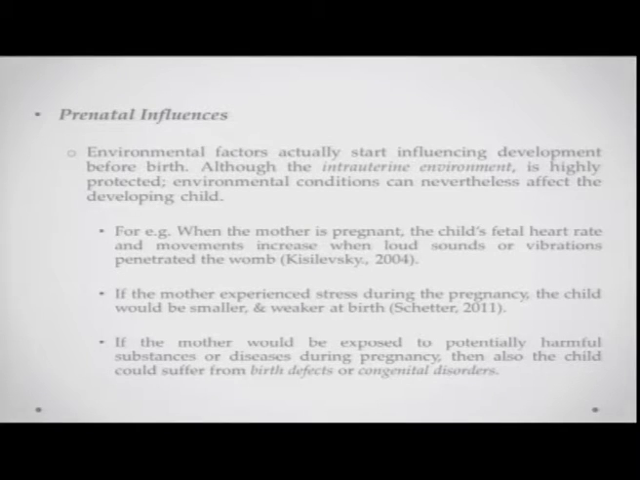Another example could be, if a mother is exposed to potentially harmful substances or diseases during the pregnancy, then the child could suffer from things like birth defects or congenital disorders. Birth defects are basically when the child is born with particular anomalies, and congenital disorders are where the physical things are okay, but there is a particular disorder that the child is born with. I will refer to some of those now.